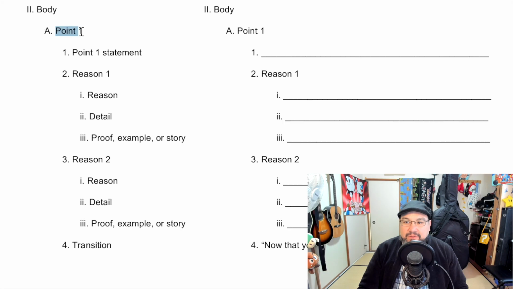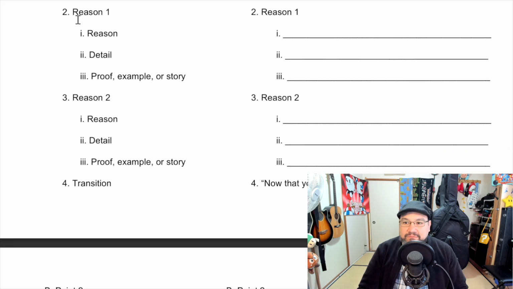So, point one statement. You want to say what you want about point 1. Then, you give the details. Reason 1. Reason, detail, proof, example, story. Okay, so you give the reason why you believe this. You give more detail about it. Then, if you're really good, you have proof.